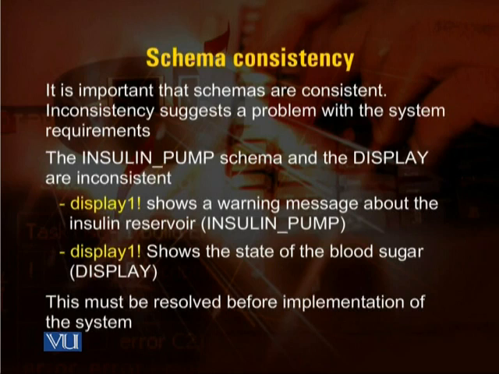The display schema, on the other hand, is showing the sugar level in the blood of the patient, whether it is okay, very low, or high. Now, note in this particular case that in both these cases, the output is displayed on display 1. Now, the question really is, which message should it display? Should we display a warning message about the insulin reservoir, or should it display the state of the blood sugar? And note one thing here, that we have a problem here.